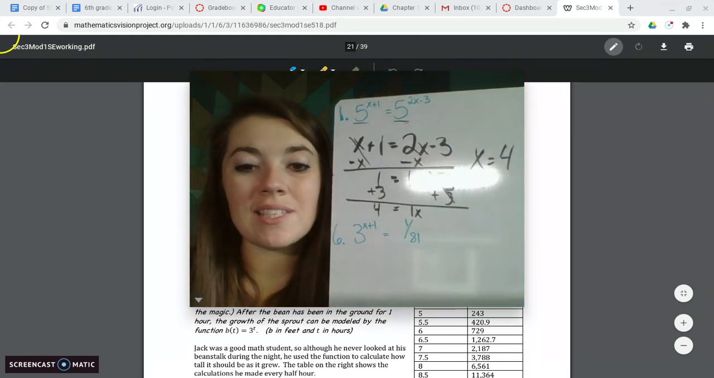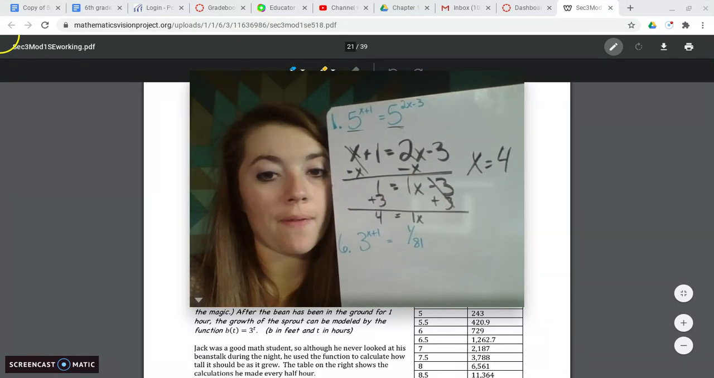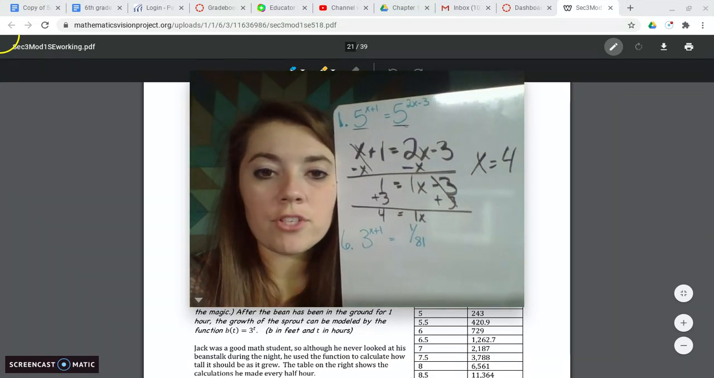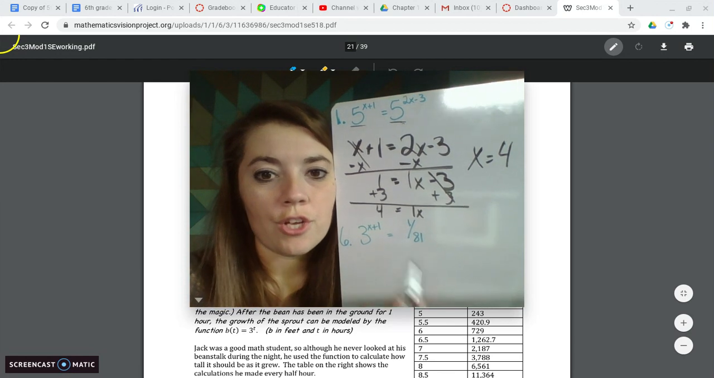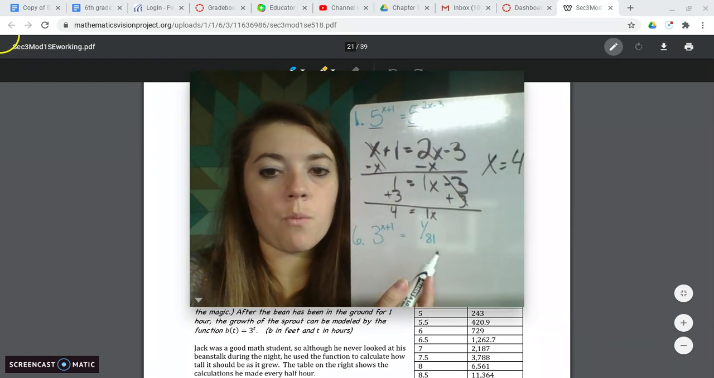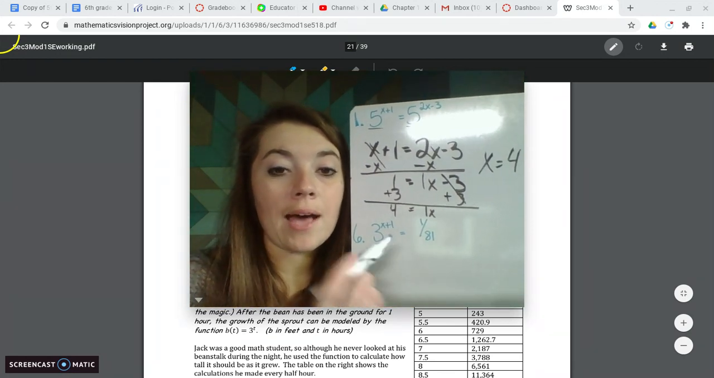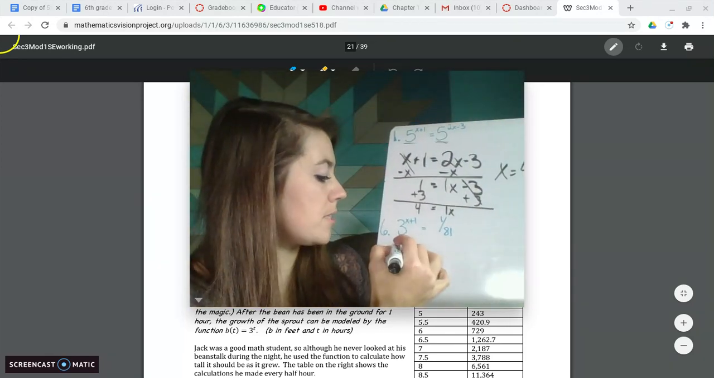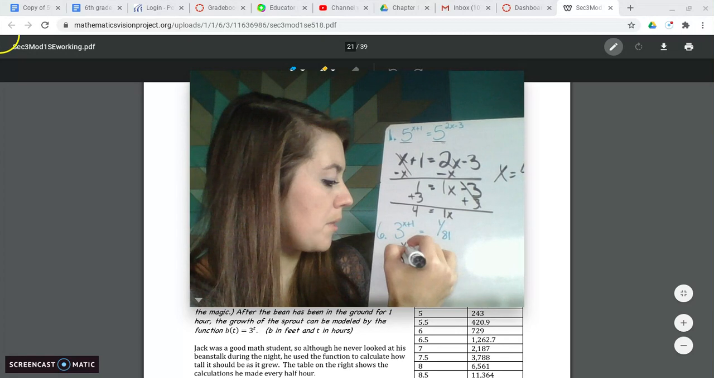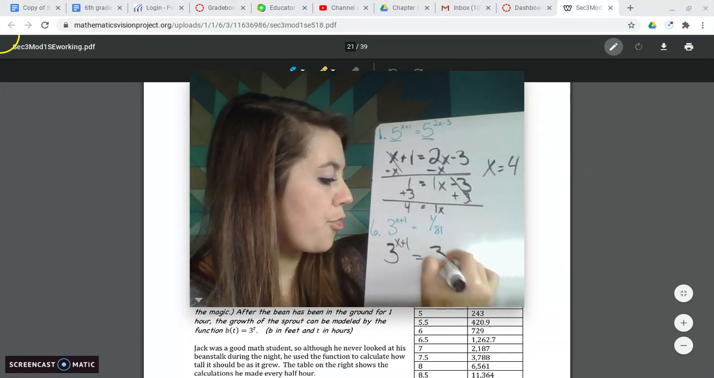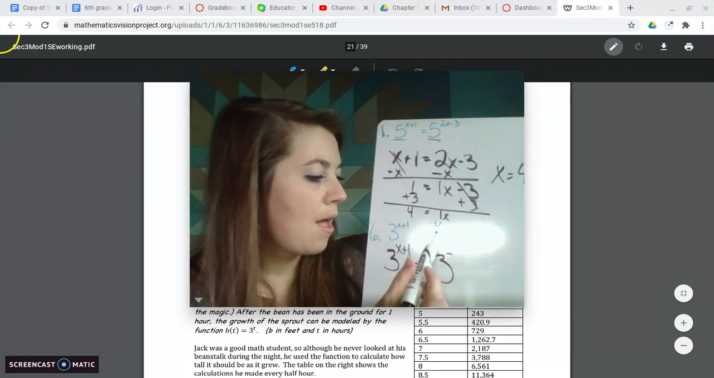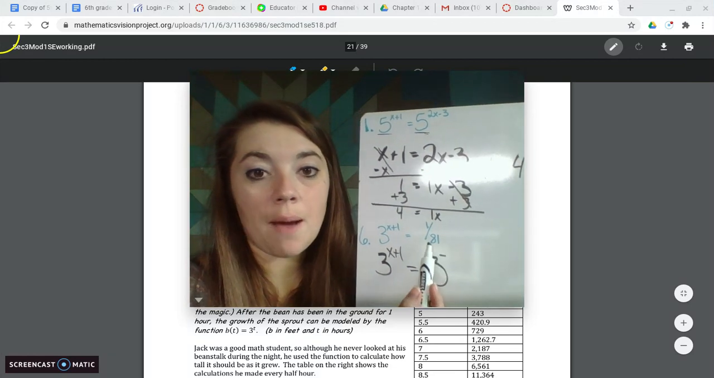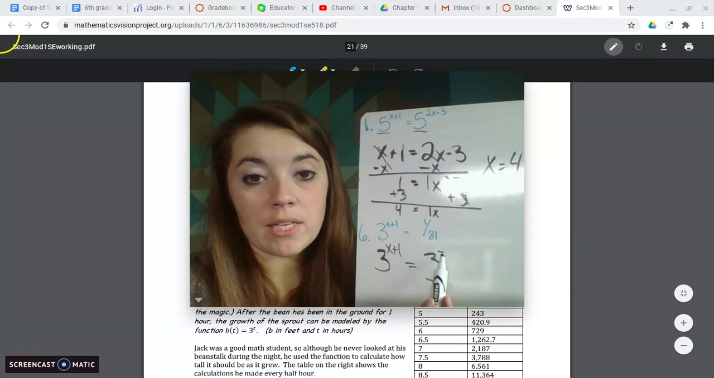Now, in question 6, the base numbers are not the same. So what we have to do is convert. So we have 1 over 81. This can be written as a base number of 3 to some exponent. So the first one's going to stay the same. 3 to the x plus 1 equals 3 to the negative. Because the 81 is in the denominator, it's going to be a negative exponent.